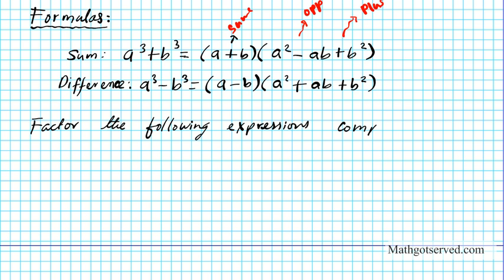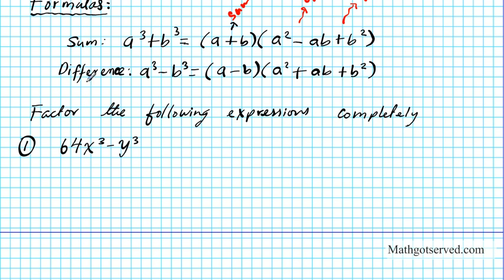The first expression that we're going to factor, number one, is 64x to the third minus y to the third. The first question we ask ourselves is which formula do we use, the sum formula or the difference formula? We know that the cubes formula applies to this case. But before we apply the formula, what if there is a common factor that can be extracted from these two? Well, there isn't any common factor that can be extracted.